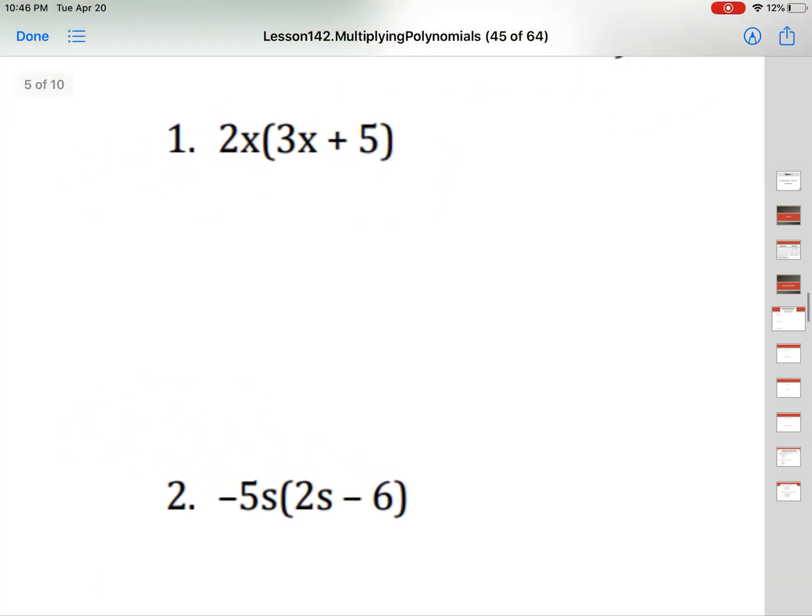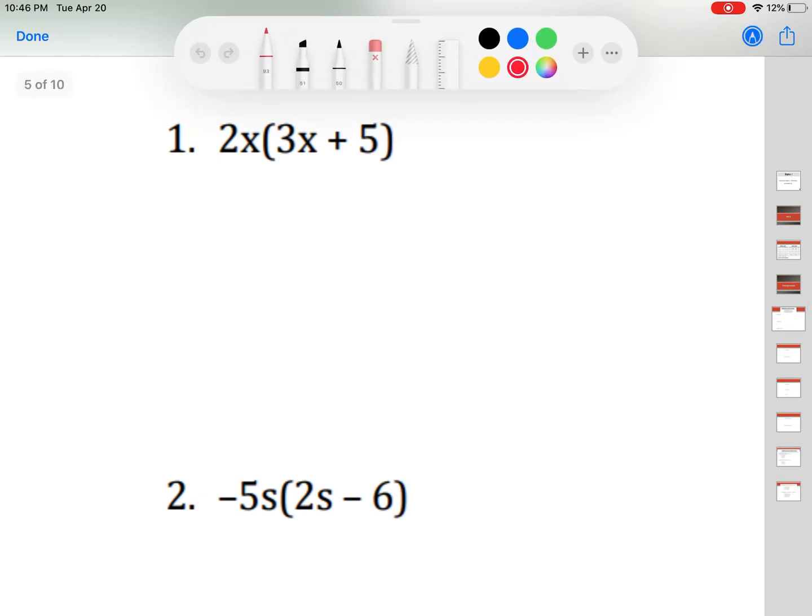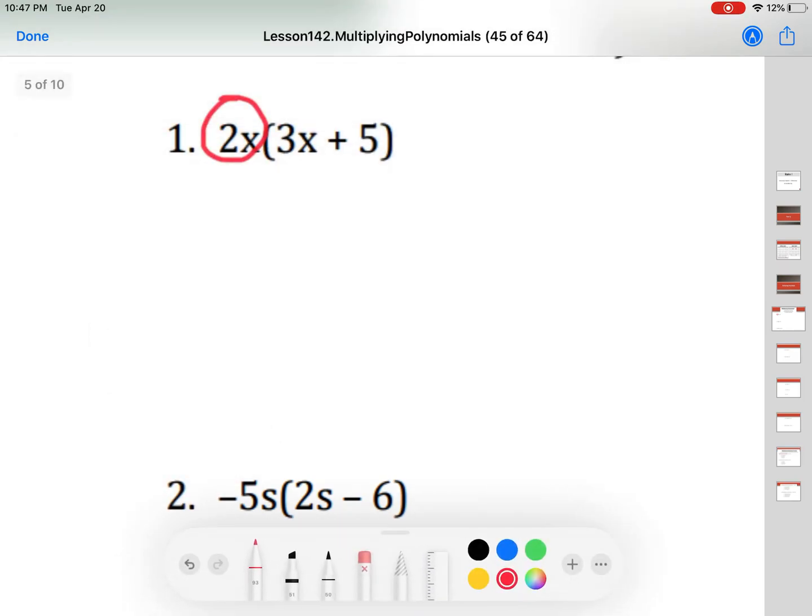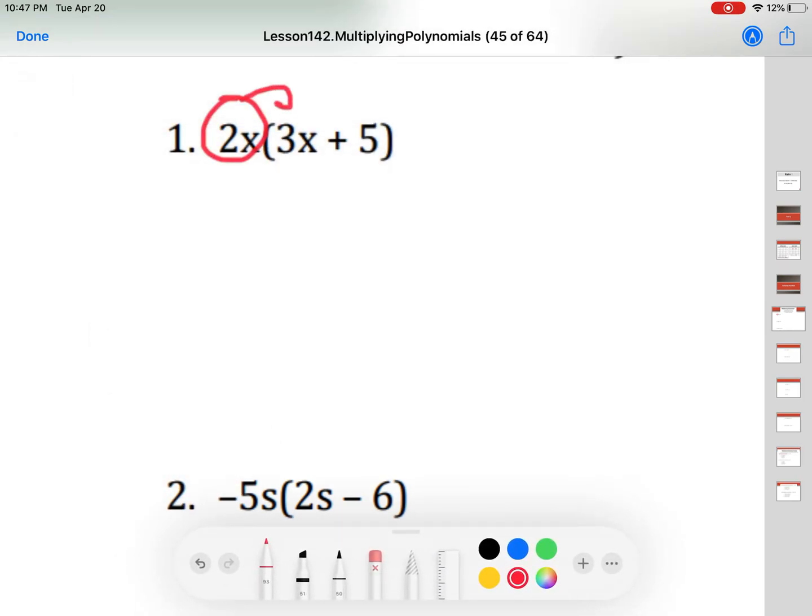So in this first example, I'm going to zoom in. What I'm going to do is circle the monomial that's on the outside. So I'm going to circle that 2x, and I'm going to distribute it to both pieces. A 2, when you distribute, you multiply. So 2 times 3 is 6. If this one has an x and this one has an x, then it has to be x squared, because there were 2 x's. Okay, so I distributed it to the first term.